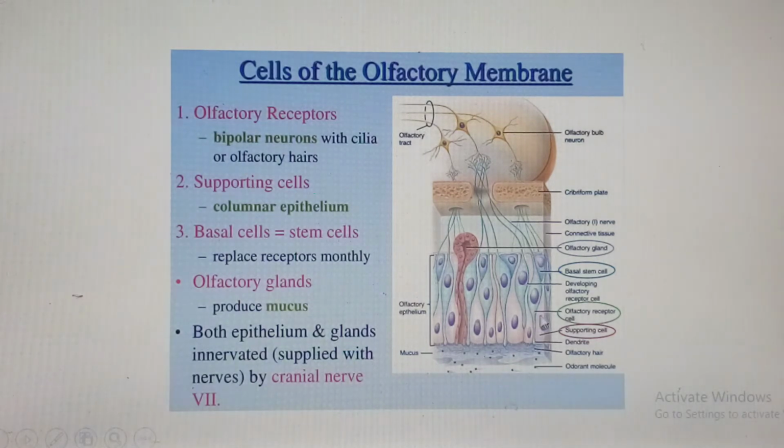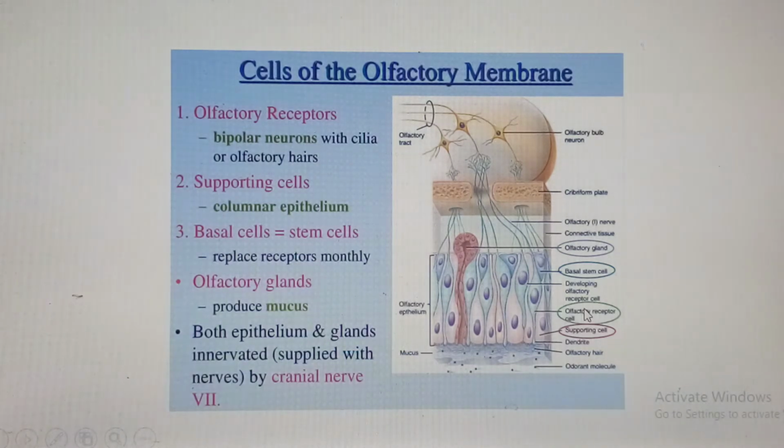Now these cells are supported, and that's why you have what we call sustentacular cells. These are the supporting cells. These are columnar cells, and they are very important in supporting them. Now studies have shown that this coronavirus, found in 2019, the COVID-19 virus, is able to cause destruction of these supporting cells, and that may lead to a diminished sense of smell. So one of those complications is anosmia in COVID-19.